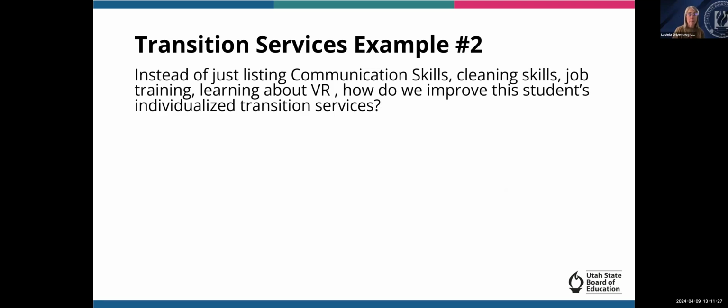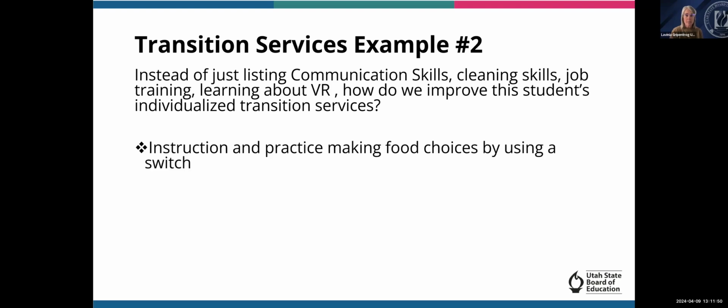So here's another example of an IEP transition services for the student: communication skills, cleaning skills, job training, learning about VR. Okay, but again, I don't really know what the student needs for communication skills. I don't know what kinds of cleaning the student needs to learn or job training, super vague. So let's see if we can make this more individualized for the student. Instruction and practice in making food choices by using a switch. So maybe that's the communication skill, is communicating their preference and their choice by using a switch, for example.